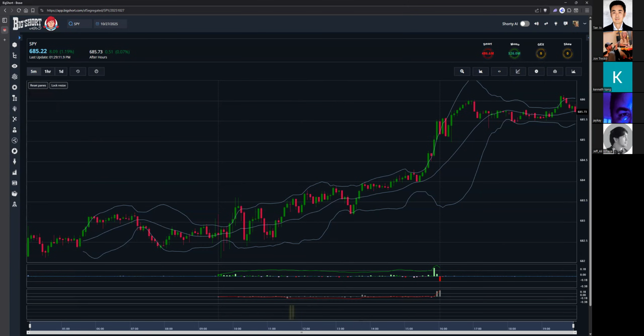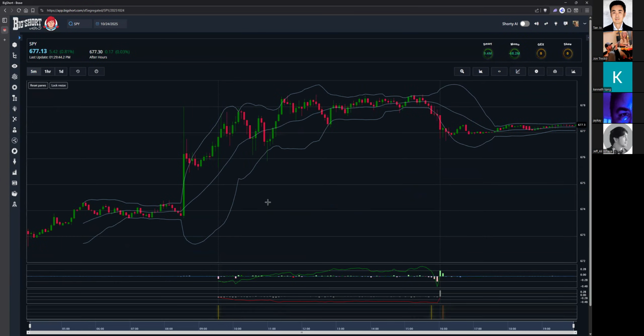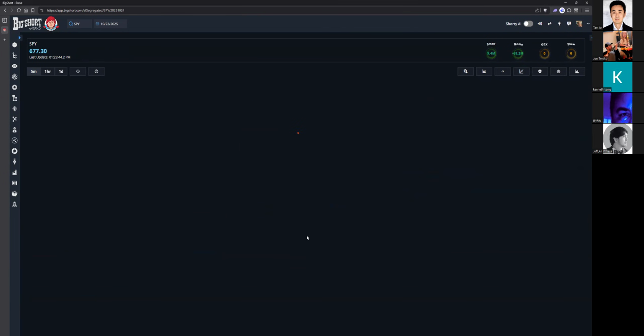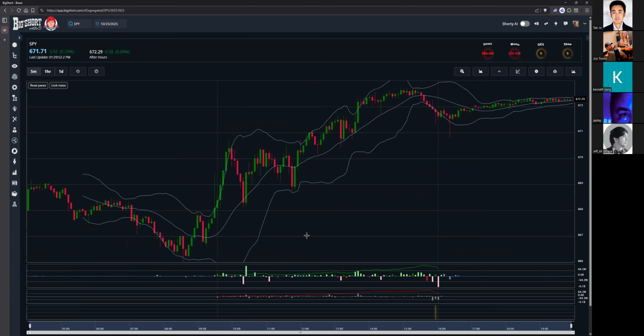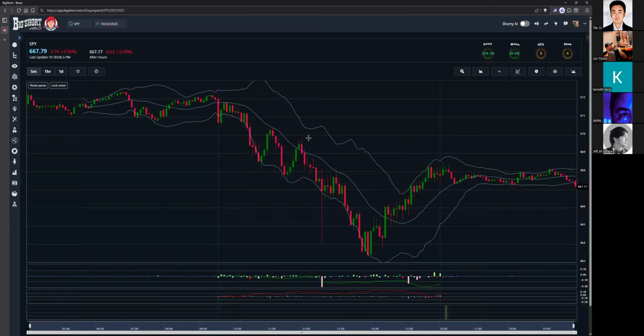Okay, next. Pretty choppy. No. Next. No. 15, 30, 45, 1 hour. Yeah, it's too late in the day. Too late in the day. Yep. Next. And it's too choppy. Too choppy, too late in the day.